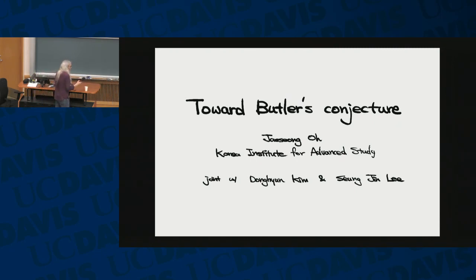Oh, I think it's working. Yeah. Awesome. Thank you for the introduction, and thank you all for being here. So it's my fourth time attending FPSAC, but it's my first time attending in person. So I'm very happy to give a talk, seeing your faces, and thanks for giving me a chance to give a talk here. So I'm gonna talk about toward Butler's conjecture, which is joint work with Dong-Young Kim and Seung-Jin Lee in Seoul National University.